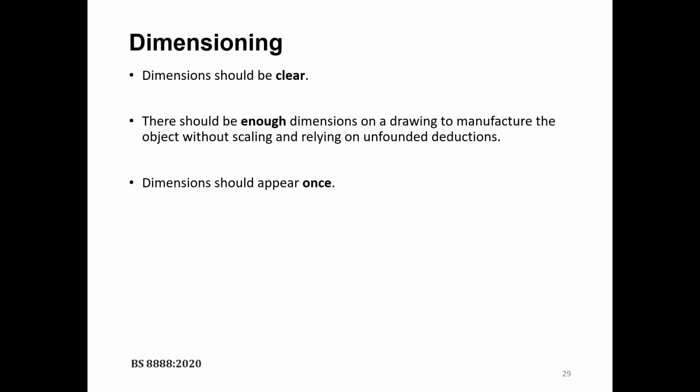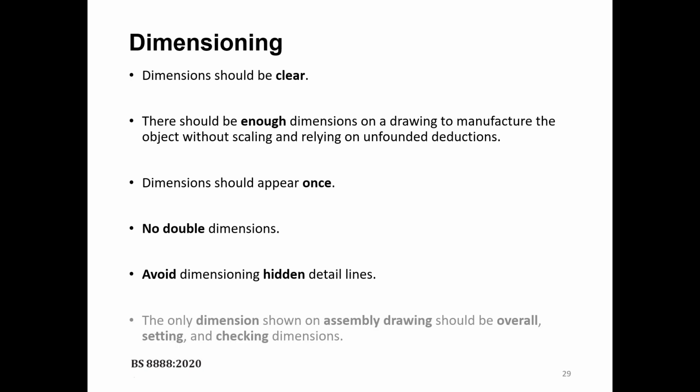Dimensions should appear only once in your drawings. You don't need to duplicate it. So no double dimensions. And we should avoid dimensioning hidden detail lines. That's why we use sections. So we never dimension hidden detail lines, but we use sections to reveal them, as you will learn later in this lecture. And also for assembly drawings, we should only include overall dimensions.